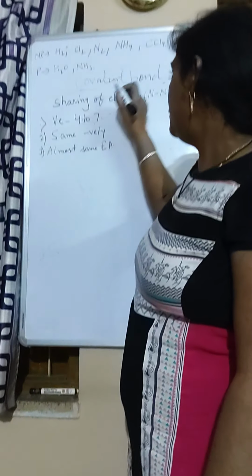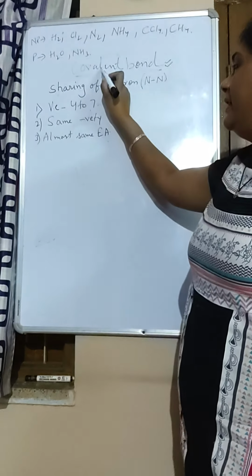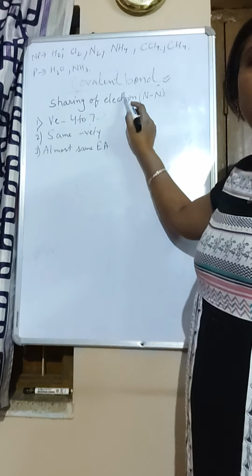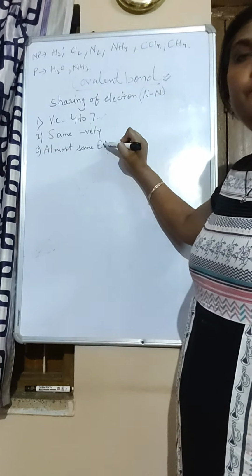Okay. So today we'll start with covalent bond. We have already done ionic bonding. So covalent bond is formed by sharing of electrons. What are the conditions needed for a covalent bond formation?